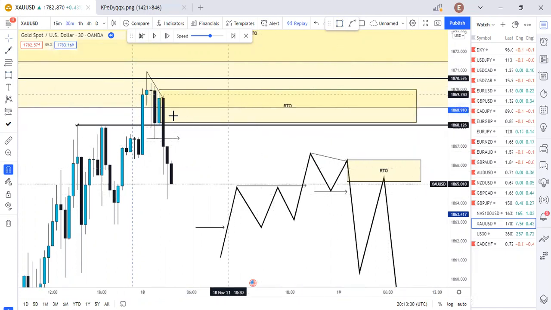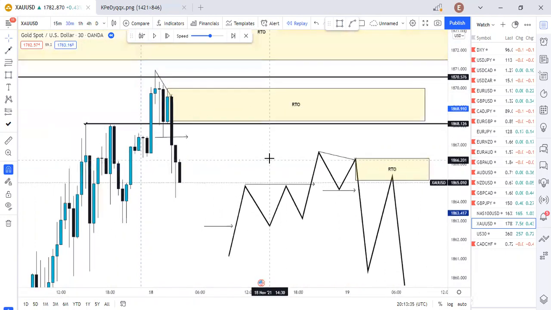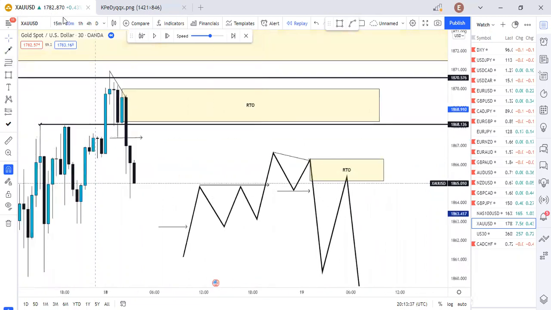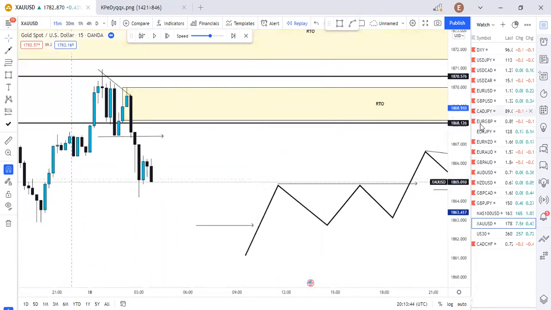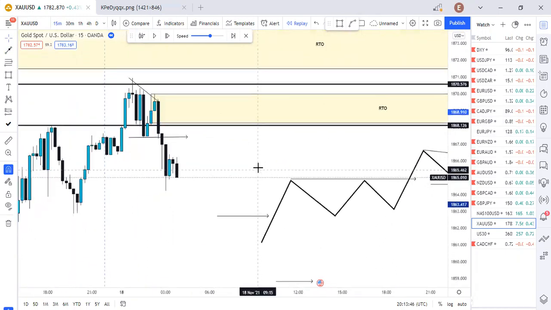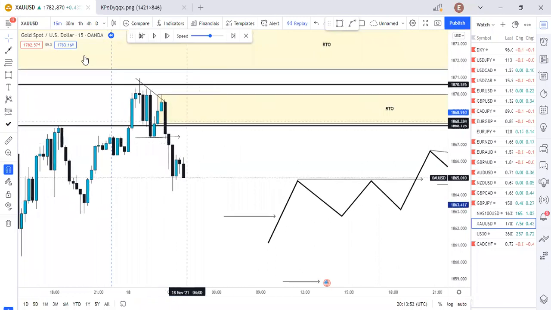Let me delete some of these things so that we get a clean view. We can further refine this if we can get something. Oh, boom. Even before this break, if we go further, you will realize that there was a good clean break in market structure here, and market returned to the order block, and this was the shoot.